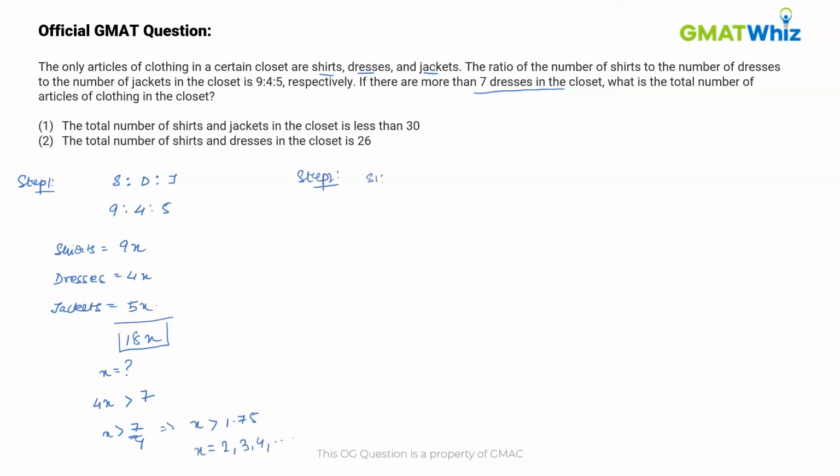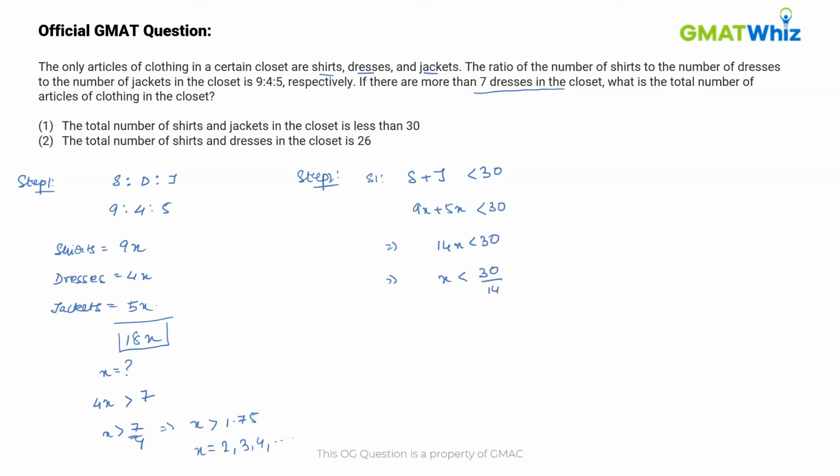We move on to step 2 and analyze statement 1 first. In statement 1, we are given that the total number of shirts and jackets in the closet is less than 30. In terms of x, the number of shirts is 9x and the number of jackets is 5x. So, 9x plus 5x will be less than 30. This implies that 14x is less than 30, or we can write x is less than 30 by 14.